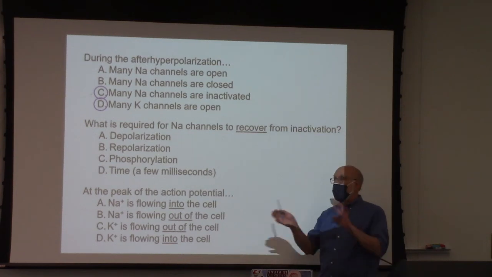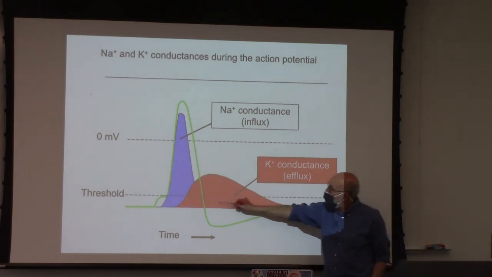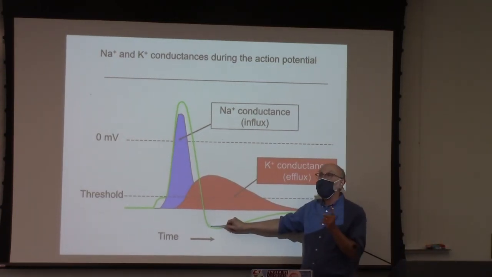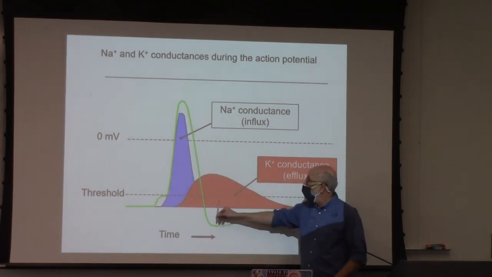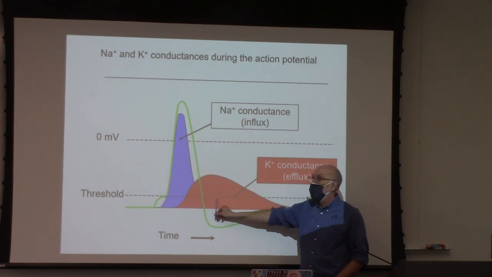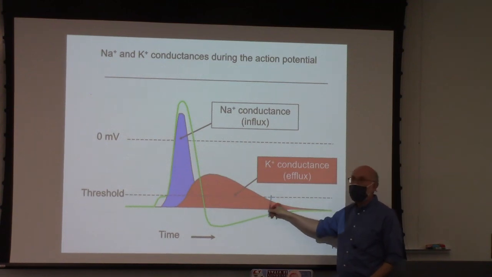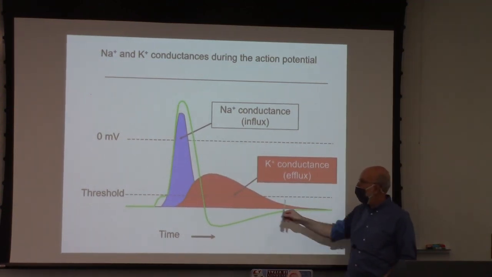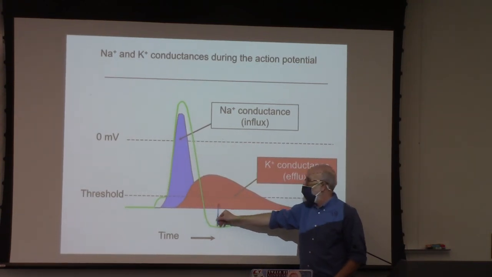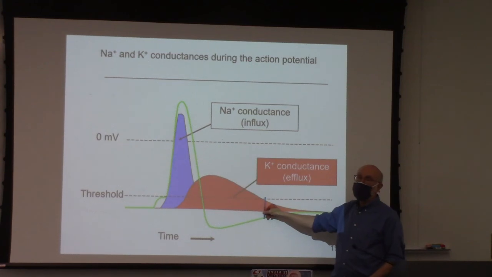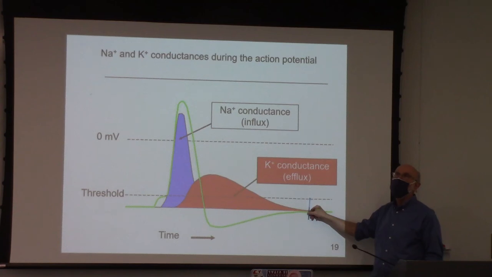The population can be spread out, but at this point in time, there has not been enough time to allow the voltage-gated sodium channels to recover. So they are mostly inactivated. And as we move out here, the population moves from inactivated to closed. But here, they're mostly inactivated. Here, voltage-gated sodium channels are 50-50. And here, voltage-gated sodium channels are mostly closed.